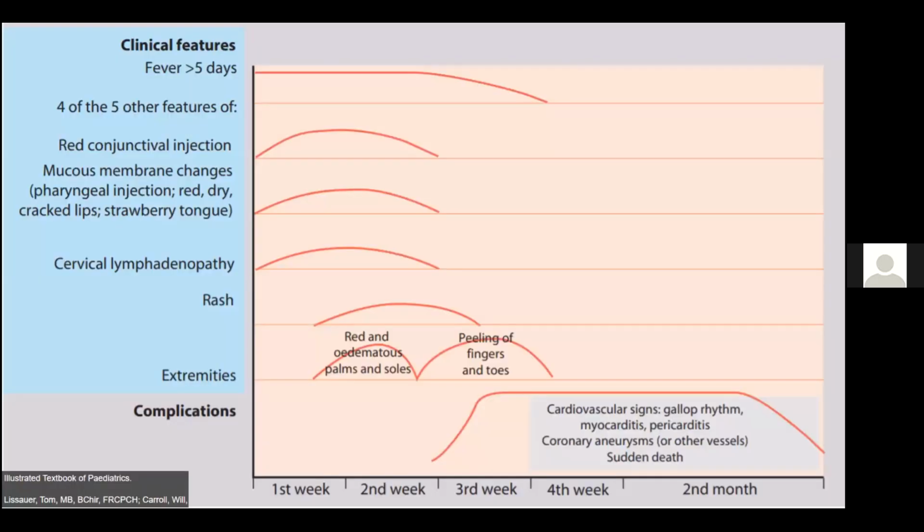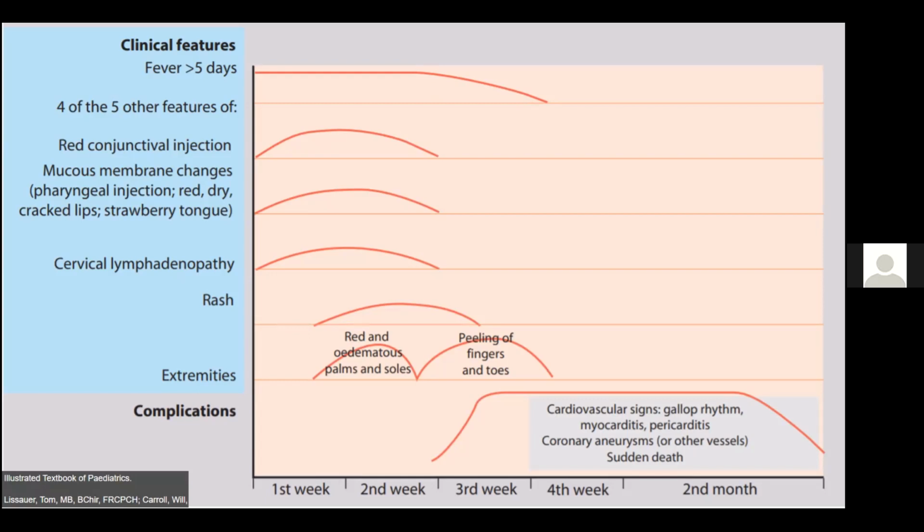This is just a graphic showing you that different signs and symptoms appear at different stages. Fever occurs quite early on, as does the conjunctivitis and the involvement of the oral mucosa and the cervical lymphadenopathy. The rash usually only occurs at the end of the first week, and then you also get the edema and erythema of the palms and soles. And then only at the end of the second week are you going to see the peeling of the fingers and toes.